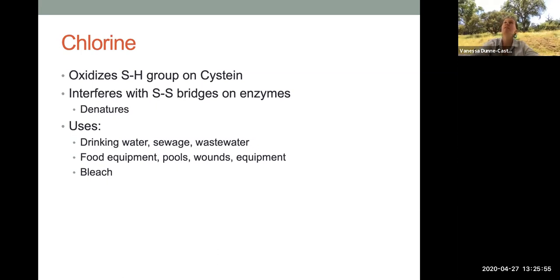Okay, the uses of chlorine. We know already that chlorine is added to drinking water. So at low levels, you'll find the stuff that comes out of your sink has chlorine in it. Sewage and wastewater is treated with chlorine to eliminate any type of microorganism that might be in there. Food equipment, pools, wounds, equipment, right? All of these things can be cleaned with chlorine. And of course, bleach is the most common form of this, has chlorine in it at particular concentrations, depending on what concentration your bleach is in.